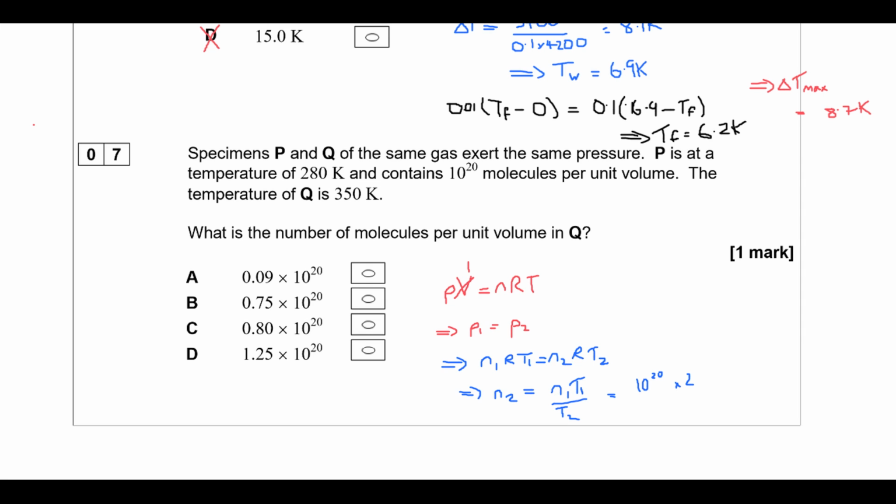Initial temperature was 280, and the new temperature is 350. And then once we calculate that, let's do that now. 280 divided by 350 times 10 to the 20. That comes out as 8 times 10 to the 19 molecules per unit volume, which is the same as 0.8 times 10 to the 20. So it's answer C.